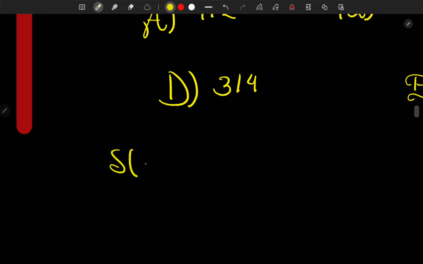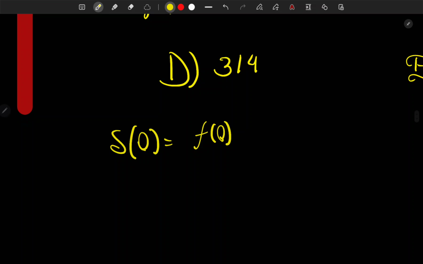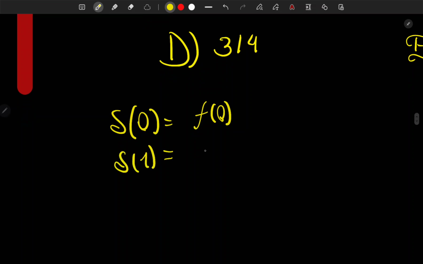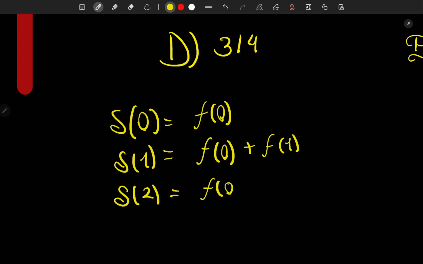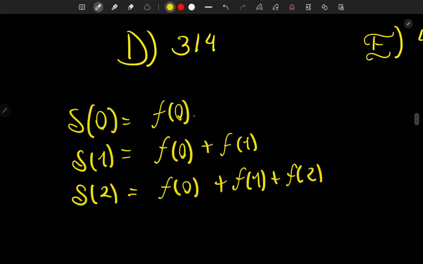So as I told you, S of 0 equals f of 0. S of 1 equals f of 0 plus f of 1. And so it goes. We have S of 2, f of 0 plus f of 1 plus f of 2. And f of 0, 0 is even, therefore this is just 1. This is 1 and this is 2, therefore this is 3. This is 3 and this 2 is even, therefore this is 1, and so we have 4 here, and a pattern begins to emerge.